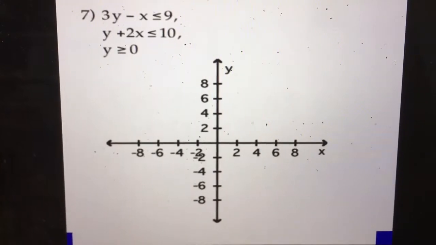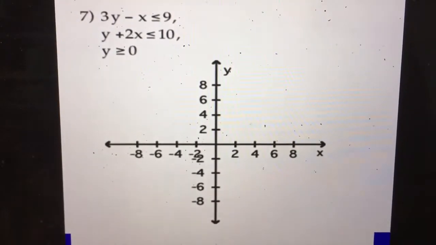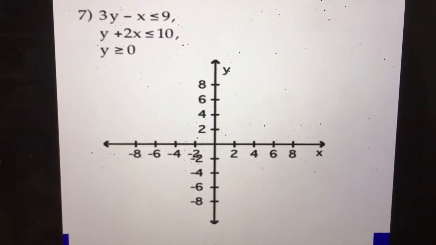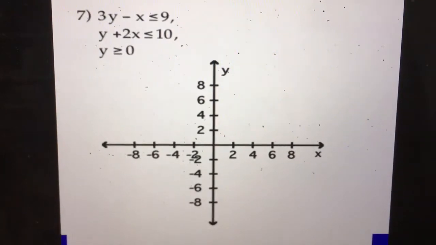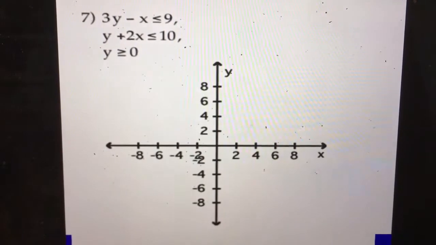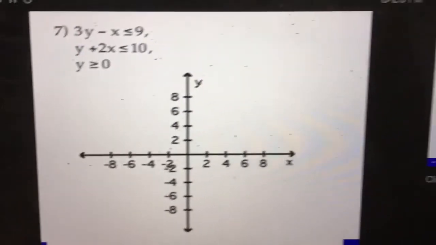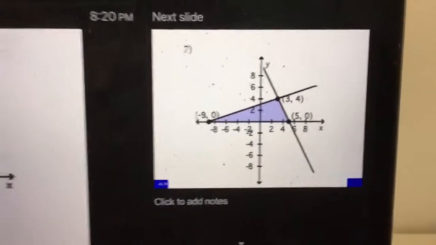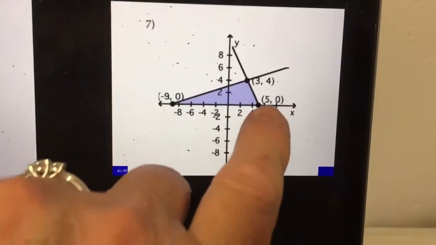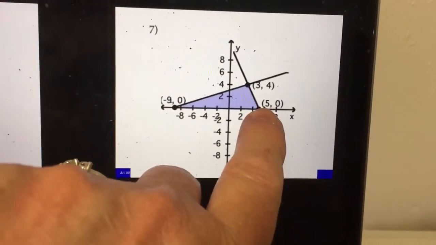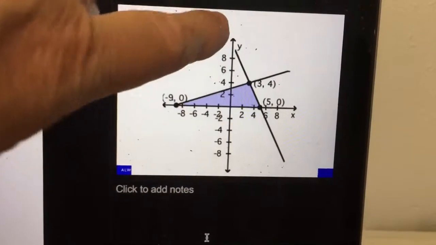The next one, y plus 2x is less than or equal to 10. We're going to let y be 0 and x is 5. Let x be 0 and y is 10. So then we come over here and we look at the answers here. And we have 5, 0 right there. And it would go up here through 0, 10.